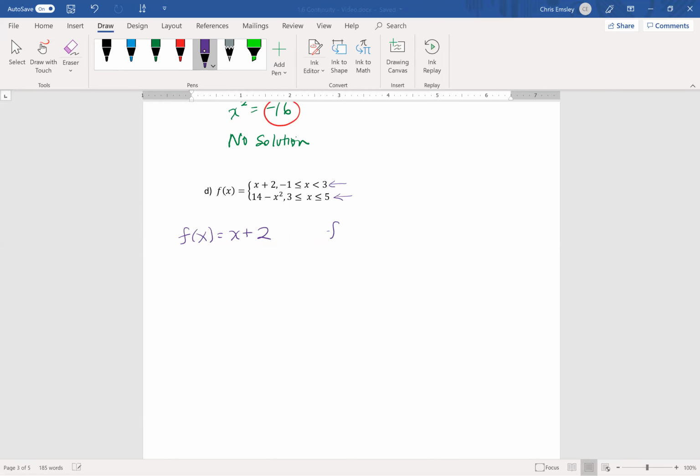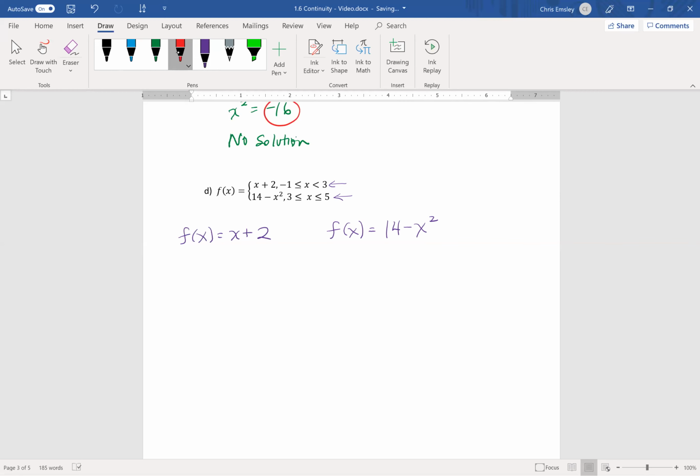Our other definition we have, 14 minus x squared, that's a polynomial. Specifically, it's a quadratic, but we already talked about, one of our fun facts was that polynomials are continuous. So we know that this function is going to be continuous on its interval.